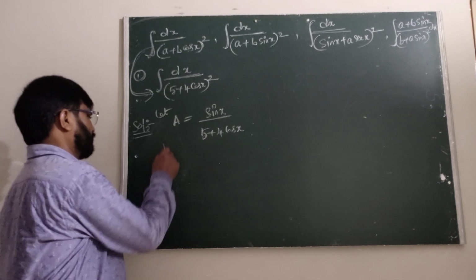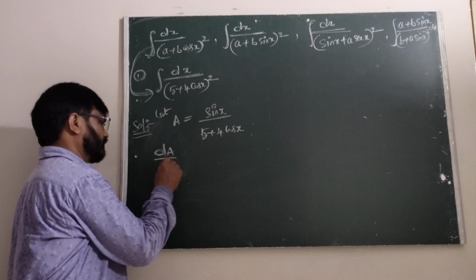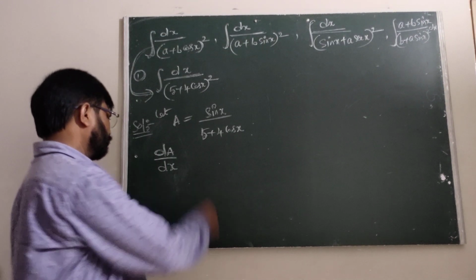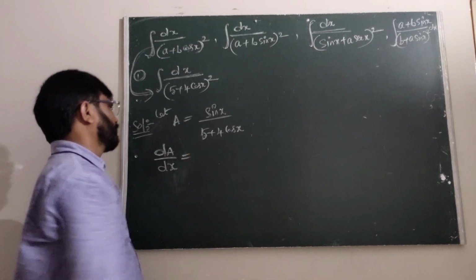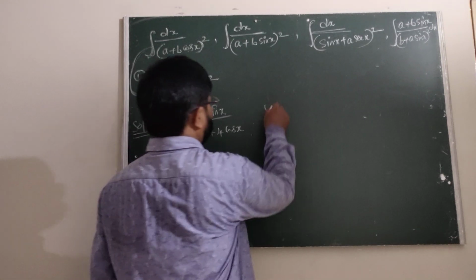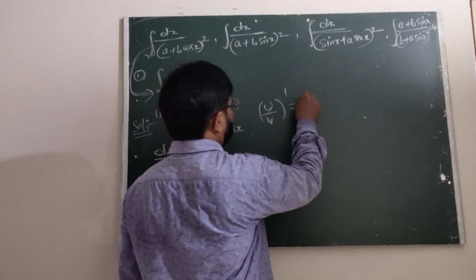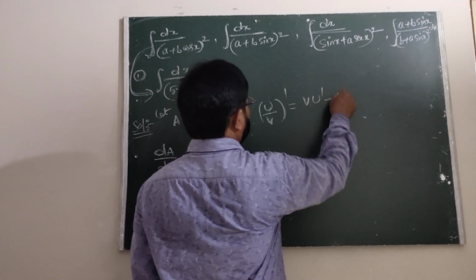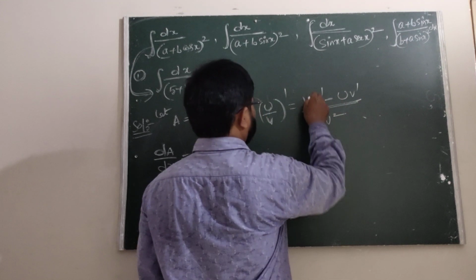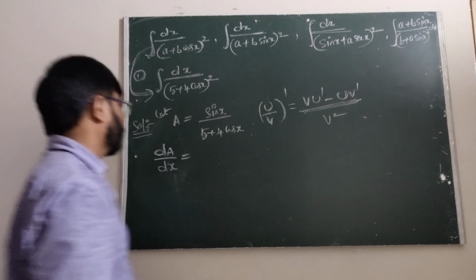Now differentiating with respect to x, dA by dx equals, now this is compared with u by v. We know the method that (u by v) whole dash equals (v u dash minus u v dash) upon v square. (v u dash minus u v dash) by v square is the form.